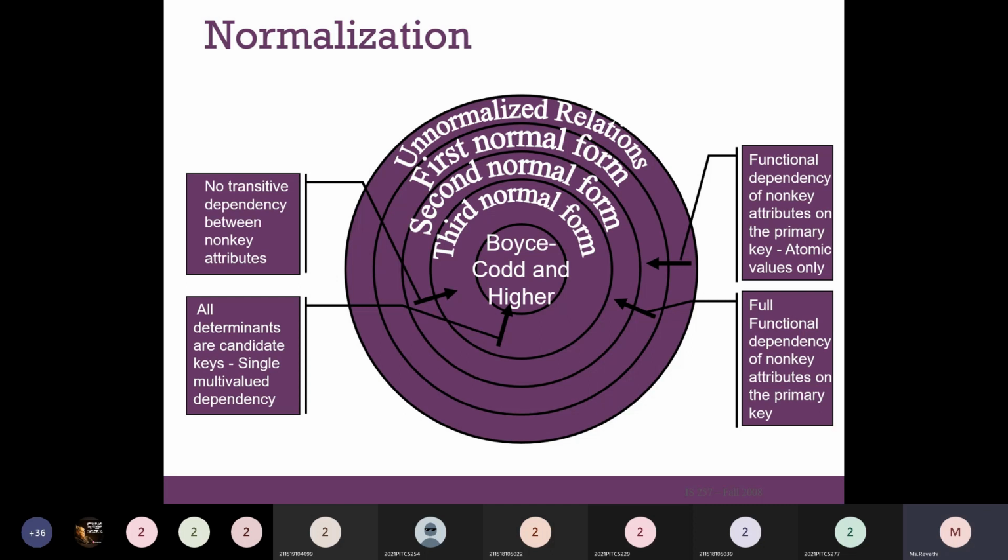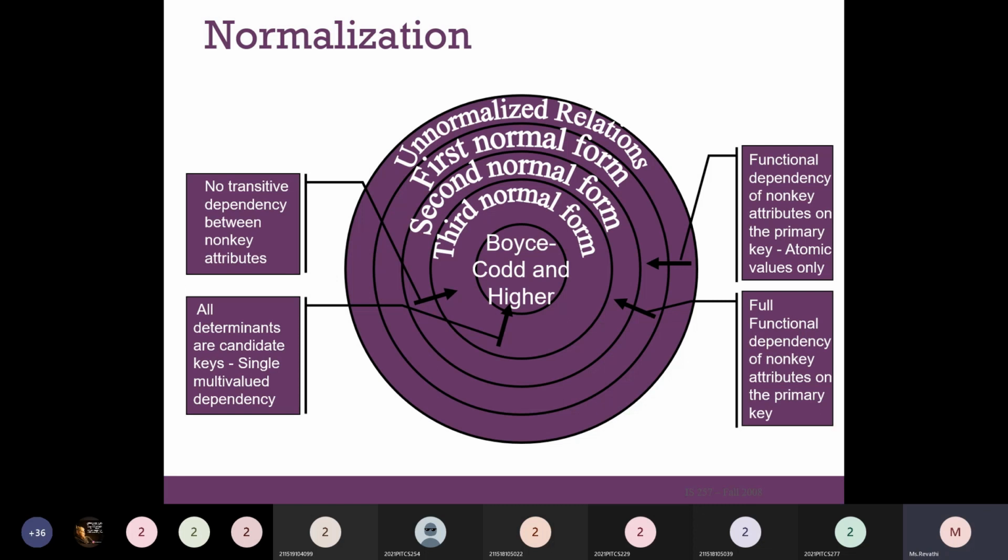And what is the constraint of the third normal form? According to the third normal form, there shouldn't be any transitive functional dependency. The non-key attributes should not be determined by any of the non-key attributes. That is the constraint for your third normal form.